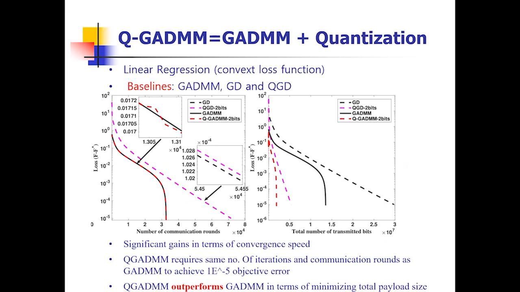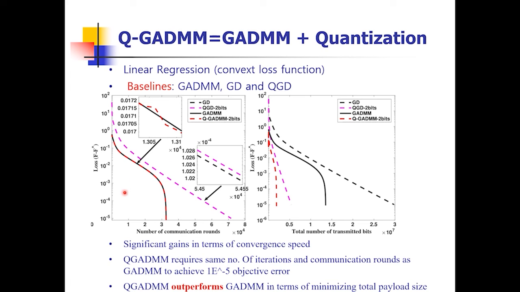All right, so now let us take a look at some simulations here. This is a linear regression setting, and the convex loss function. The baselines are the non-quantized GADMM, gradient descent, and quantized gradient descent, which is another very popular baseline. We again plot the loss versus the number of communication rounds. Here we consider GD, quantized GD with 2 bits, GADMM, and quantized GADMM with 2 bits, right?